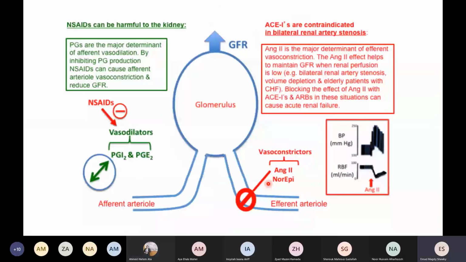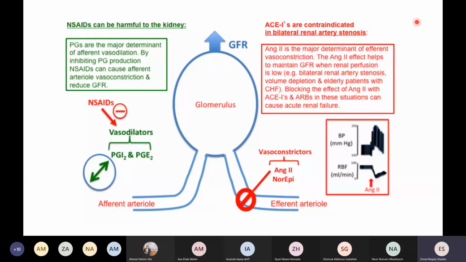This is a very simple presentation of what we said, the difference between non-steroidals and ACE inhibitors and ARBs, because we should know now that the combination is very harmful. If I use a non-steroidal in the patient, it will cause afferent arteriole vasoconstriction, and at the same time efferent arteriole vasodilatation by the ACE inhibitor or ARB, so surely I expect the GFR to be low.